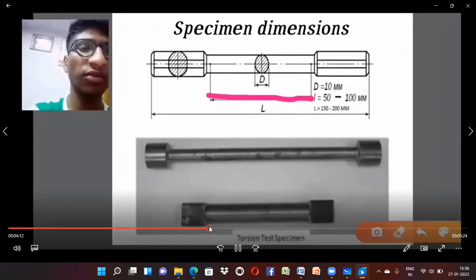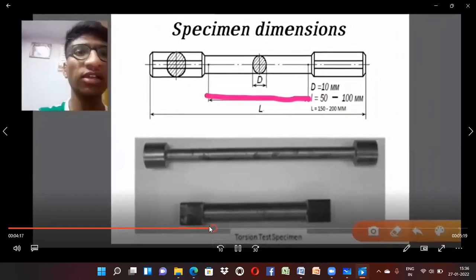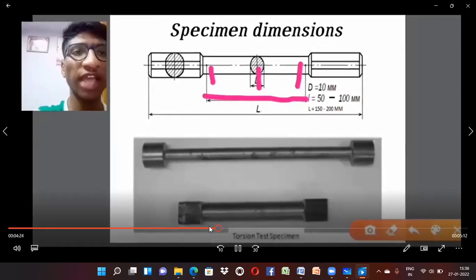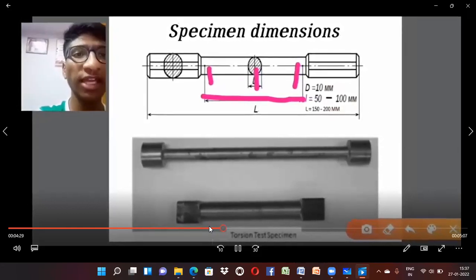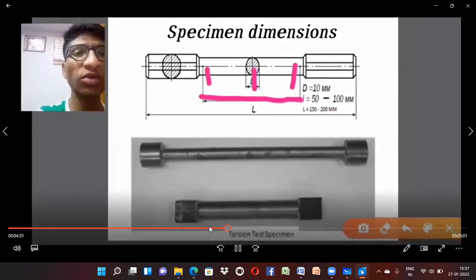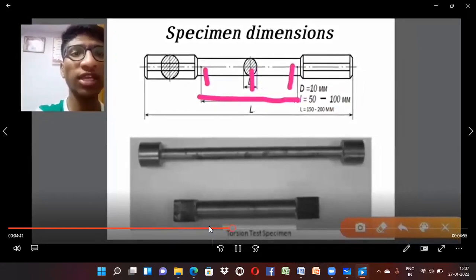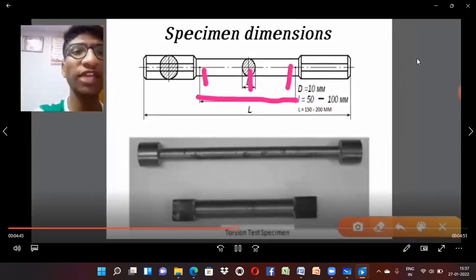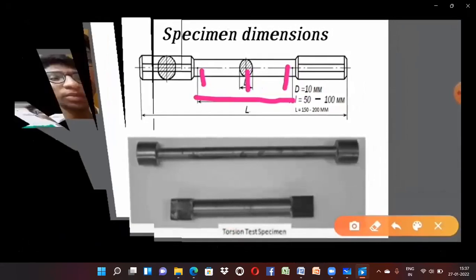This is a gauge length. We have to take this length as the gauge length, and at these three sections we have to take the diameter with the help of vernier calipers. With this diameter, we have to calculate the polar moment of inertia. So what is the polar moment of inertia? It is equal to pi d power 4 by 32. We average the diameters of these three sections to get one diameter, and with that diameter we calculate the polar moment of inertia.